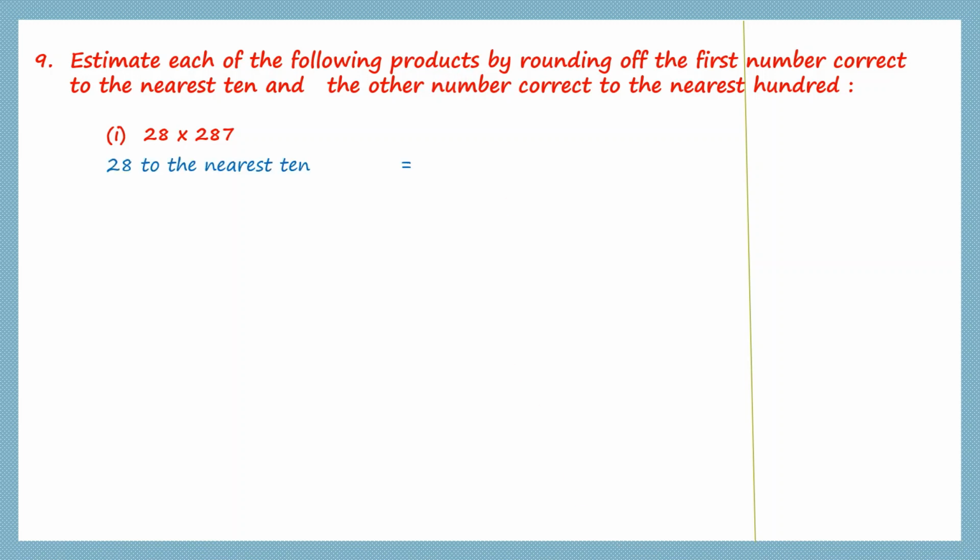So 28 to the nearest 10. The digit in the tens place is 2. The digit to its right is more than 5. So 2 will change to 3 and 0. So 28 to the nearest 10 is 30.